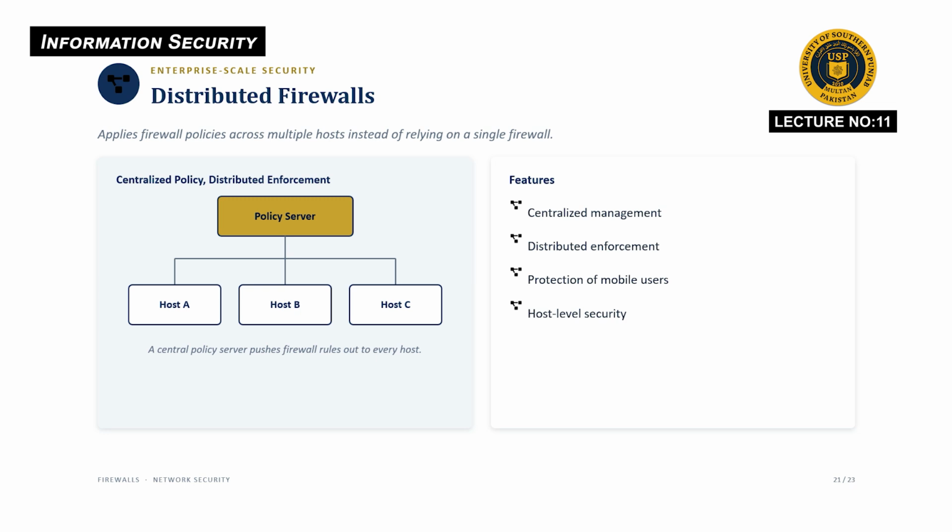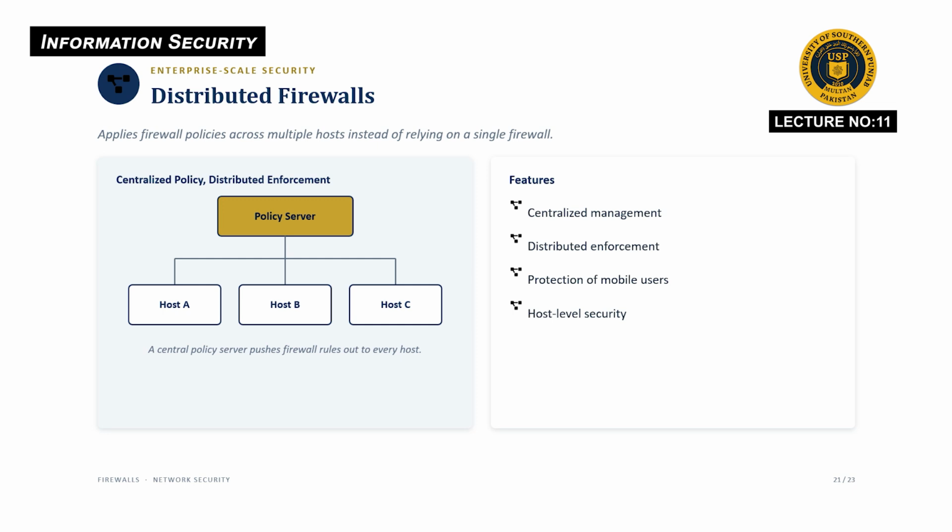Distributed firewall. A distributed firewall applies security policies across multiple systems instead of relying on a single firewall. They provide centralized management, better protection, scalability, and support for mobile users. However, they can be complex to manage.